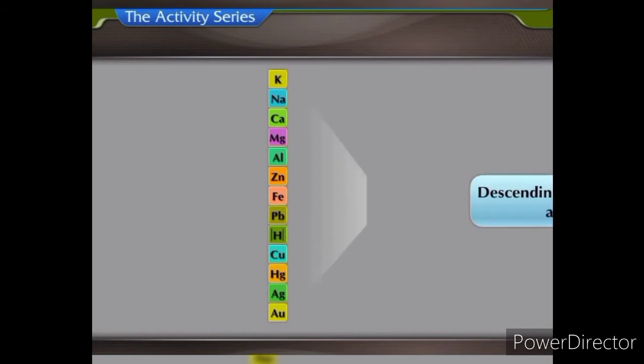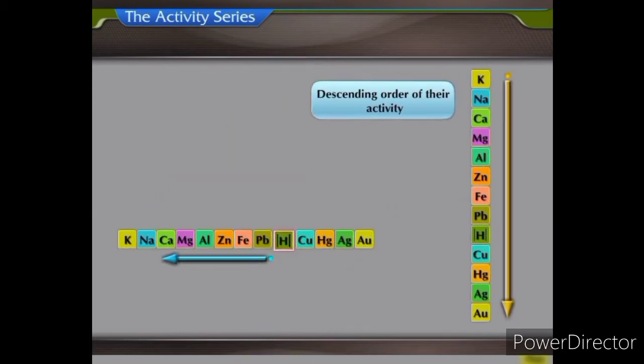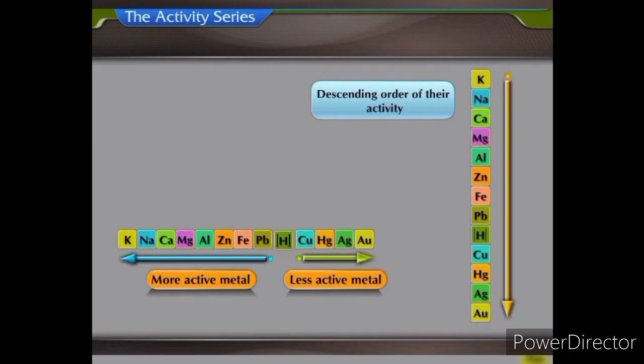From experimental results, metals can be arranged in descending order of their activity, which is known as activity series of metals. Metals on left-hand side of hydrogen are more reactive than those on right-hand side of hydrogen. Thus, potassium is the most reactive metal in this series, followed by sodium, calcium, magnesium, aluminium, and so on. While gold is the least reactive.